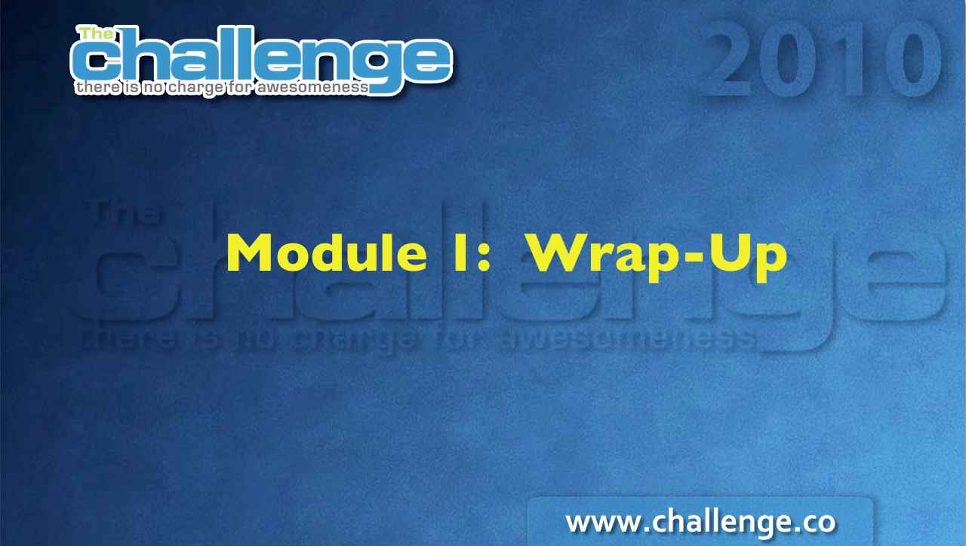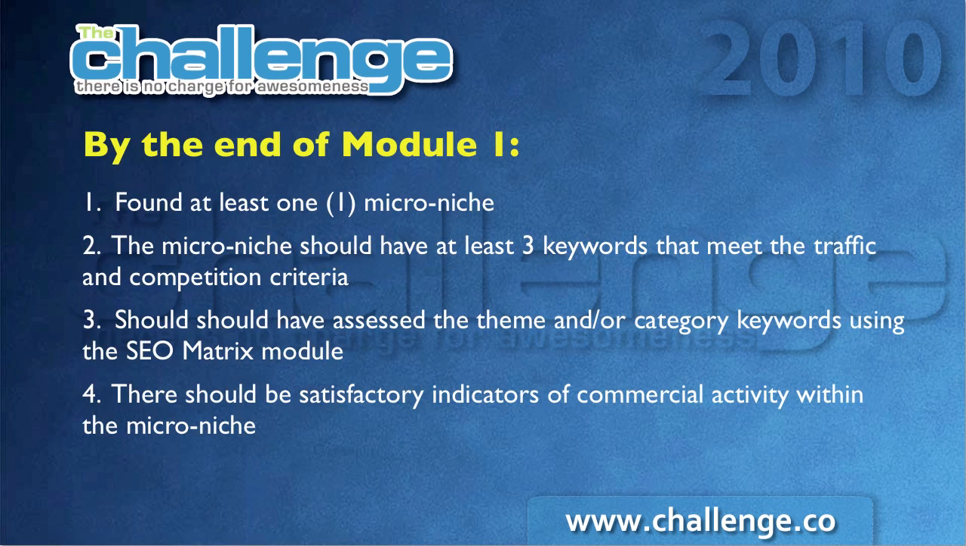I think it's now time to wrap up Module 1. In Module 1 of the challenge, we've been attempting to teach you a keyword and market research process, which has 3 stages. So by the end of this module, we'll expect you to have found at least one micro niche that satisfies the requirements of those 3 stages.